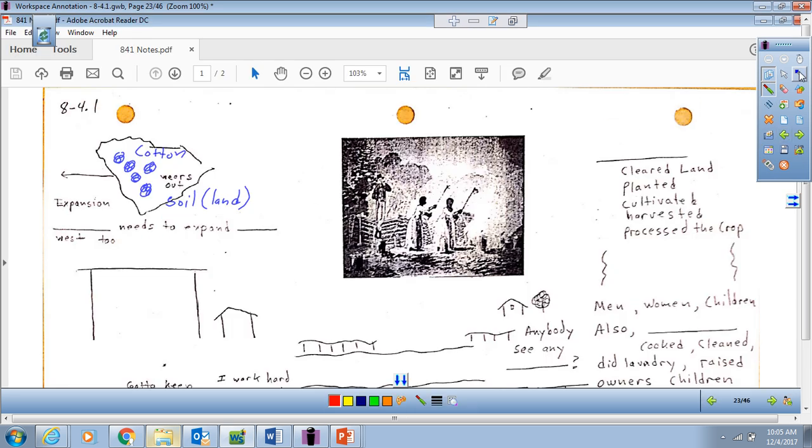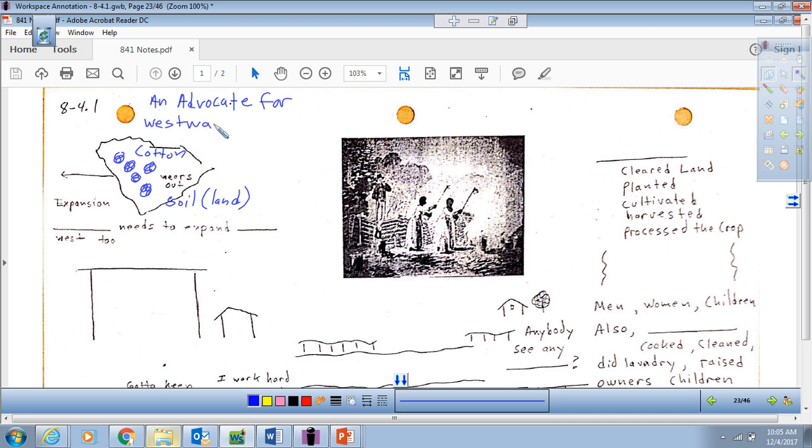Now, this was especially true with cotton. Cotton, though, pretty much ruined the soil. Without artificial fertilizer, you could not grow cotton over and over. So, for that reason, South Carolinians and anyone who grew cotton were advocates for, write that on your paper, westward expansion. In other words, we need to keep going west and find more lands.